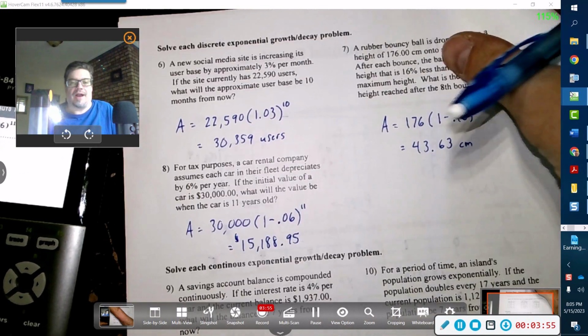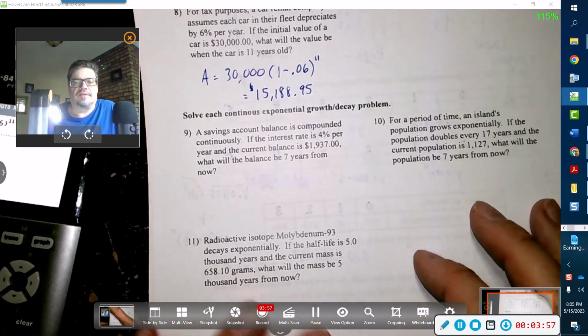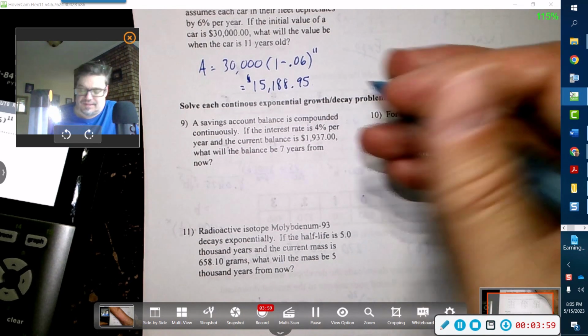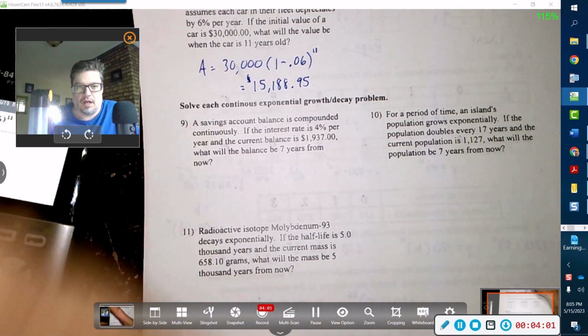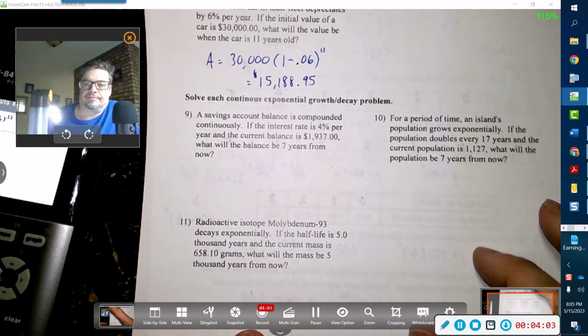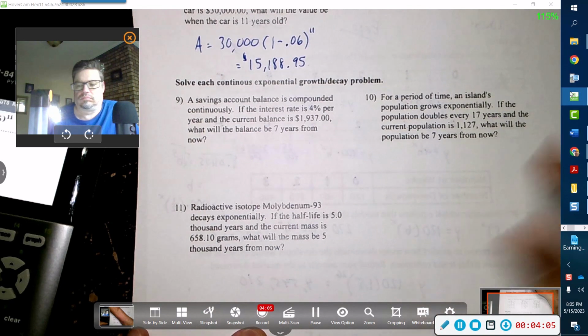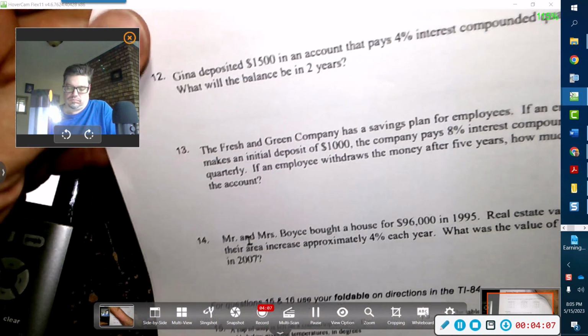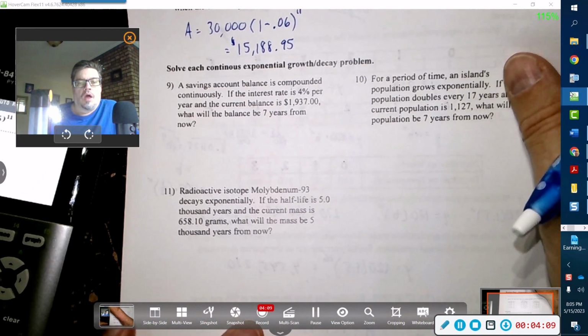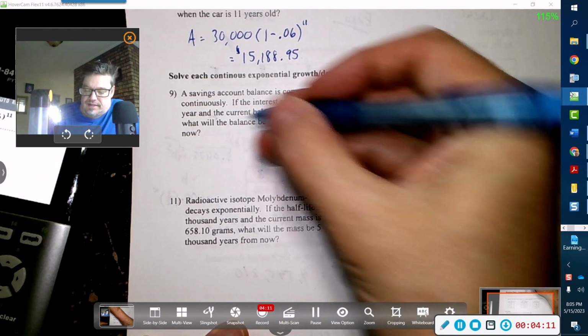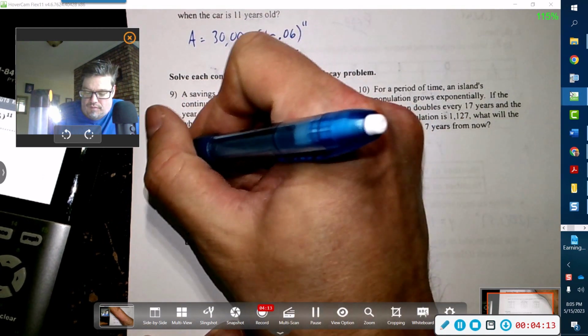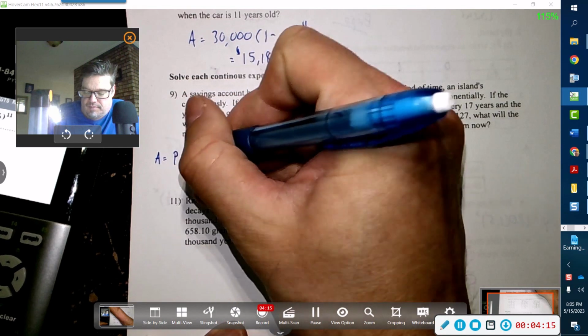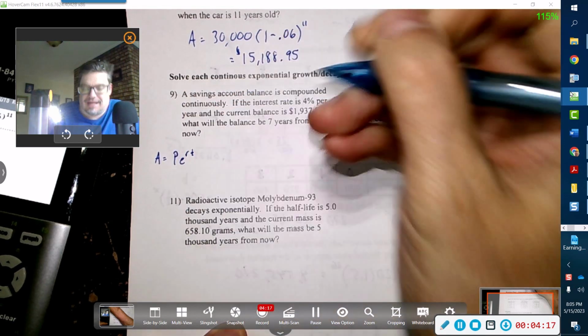All right, number 9. A savings account balance is compounded continuously. Okay, that is its own formula. All right, so compounded continuously, that is the PERT formula. So amount equals the principal times e to the RT.